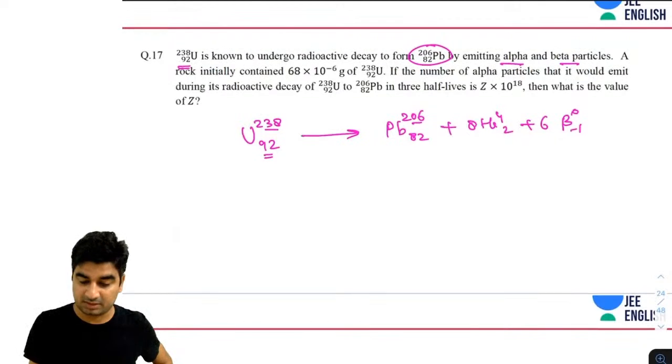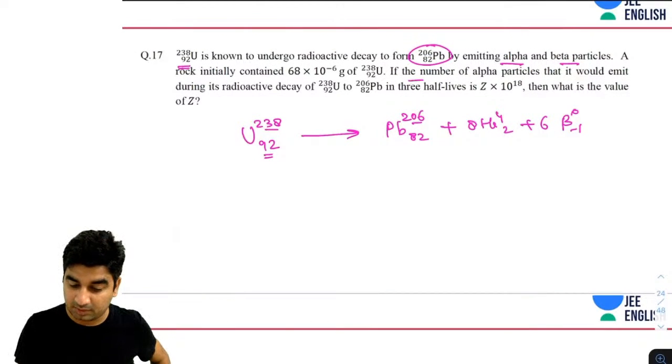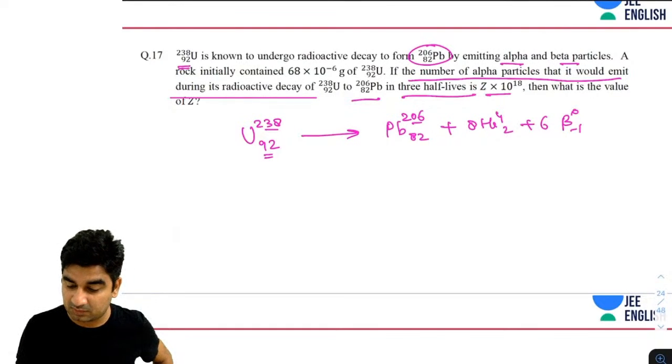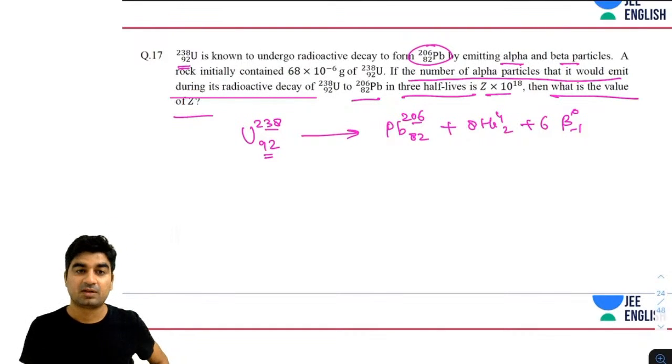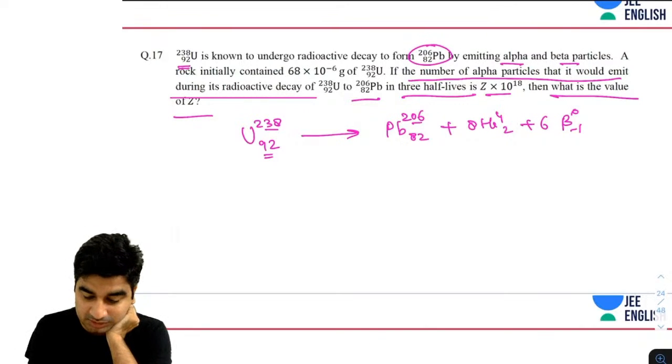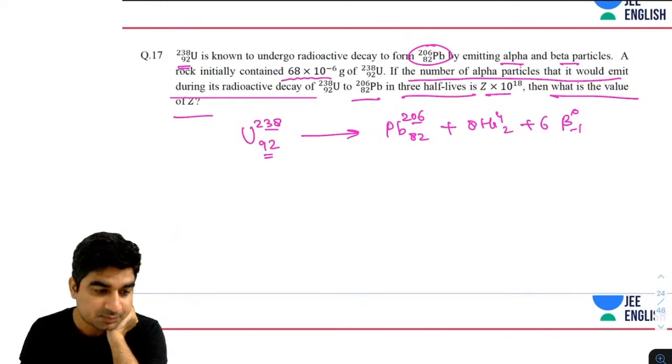6 beta particles, guys. Now what they are saying: if the number of alpha particles that it would emit during its decay in 3 half-lives is this, then what is the value of Z? So guys, how will you determine? A rock initially contains this many grams of uranium. How will you do it?